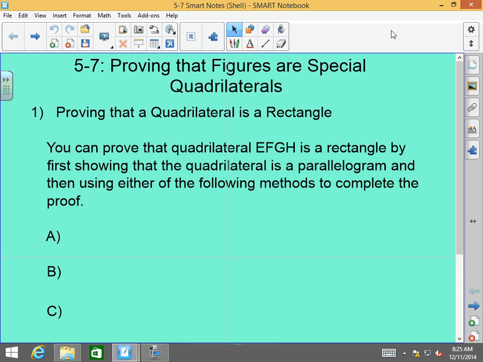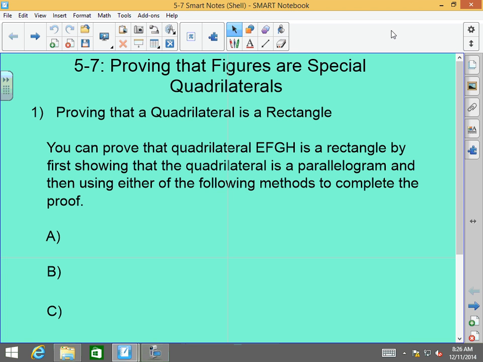Today we are wrapping up quadrilaterals. We've learned a lot about quadrilaterals, and hopefully by now you understand that parallelograms are the root of all quadrilaterals, except for trapezoids, of course, and kites. But parallelograms are pretty much the root of all special quadrilaterals. And today we're going to prove how figures are special quadrilaterals, and these special quadrilaterals are all based on parallelograms.